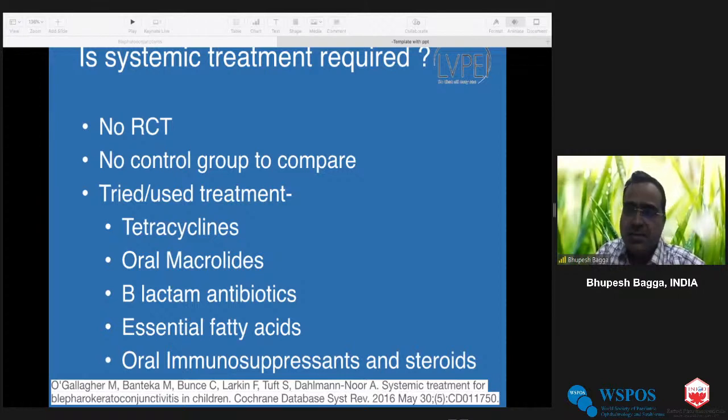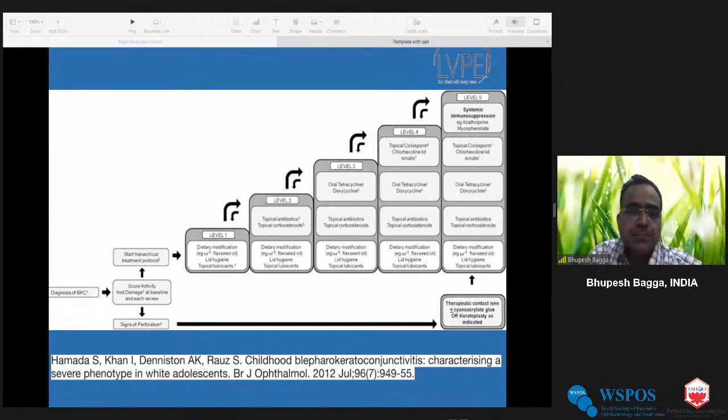Essential fatty acids, as we were discussing previously in the diet modification. Oral immunosuppressants or steroids are for very severe forms of meibomian gland disease, or you can say rosacea, or other forms of very severe lid margin inflammation where it is uncontrollable and causing corneal blindness. We can use them, but there's no proven study to prove their efficacy. So this is like a stepladder approach, where you increase from dietary modifications to addition of topical corticosteroids, to addition of oral tetracycline or macrolides along with cyclosporine, or tacrolimus ointment like we are using here, and to most severe, immunosuppression.